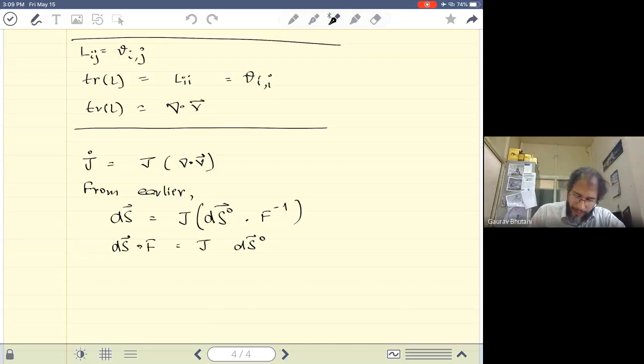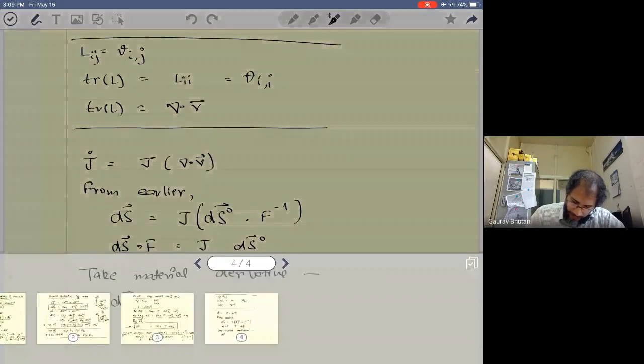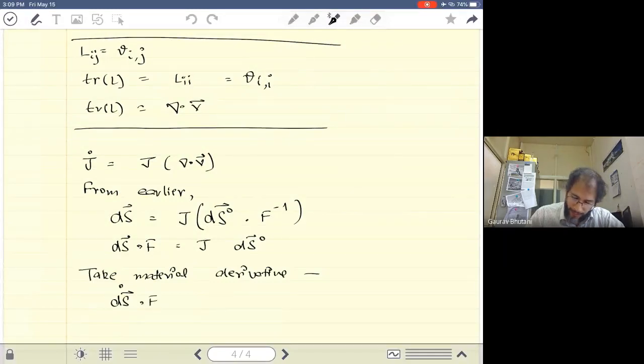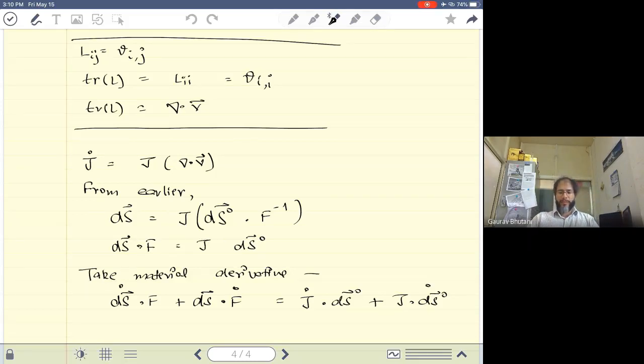Now we take material derivative. So the left hand side becomes ds dot times F plus ds dotted with an F dot. Okay, so that's using the product rule. So we have taken the material derivative of the whole left hand side, and on the right hand side we get J dot times ds naught plus J times ds naught dot. Now this term is 0 because ds naught was defined in the reference configuration. That was the area between dX1 and dX2. Since it's defined for a reference configuration, the time rate of change of that is 0. This term can simply be removed.